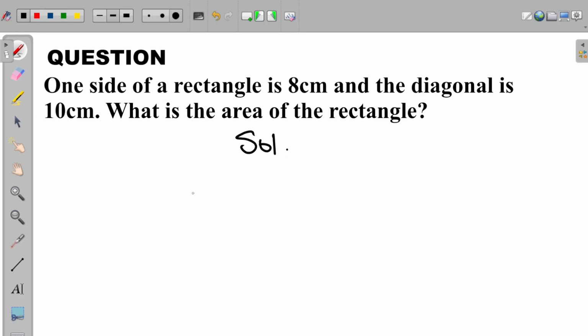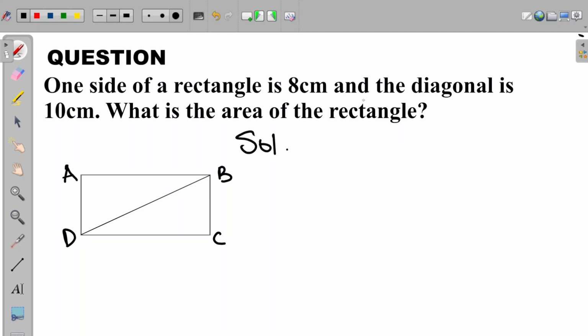Now for us to be able to solve this problem, we have to represent this question in a diagram. So here is a diagram. We have a rectangle that has vertices A, B, C, and D. From the question, we are given that one side of the rectangle is 8 cm. Let's assume that the side is the breadth, and they said the diagonal is 10 cm. So here is the diagonal, 10 cm. And then they said we should obtain the area of the rectangle.